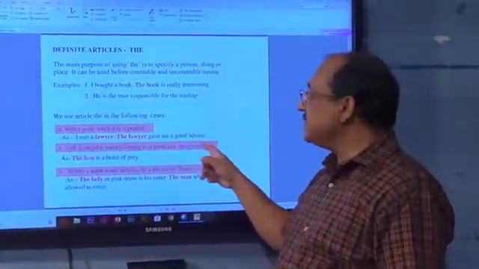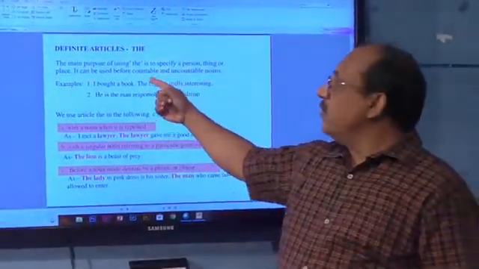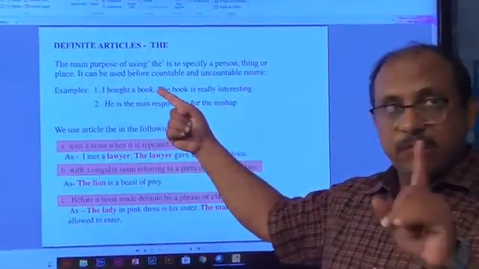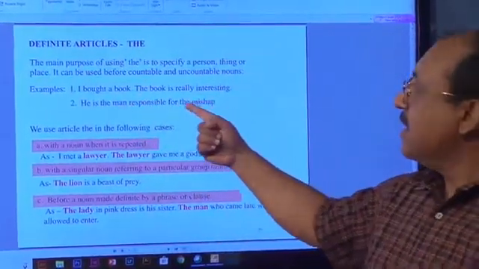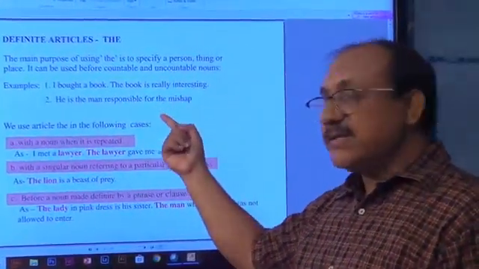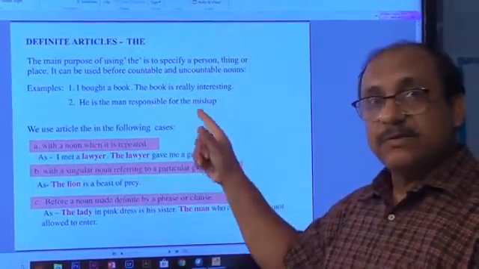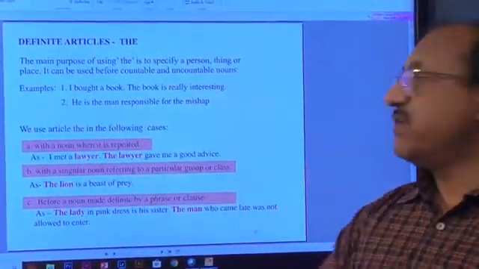Gave me good advice. We can go to this sentence also. I bought a book. In the first sentence it is a book. Now when it is repeated in the second sentence, it becomes a particular book. So the book is really interesting. So that particular book becomes very interesting.